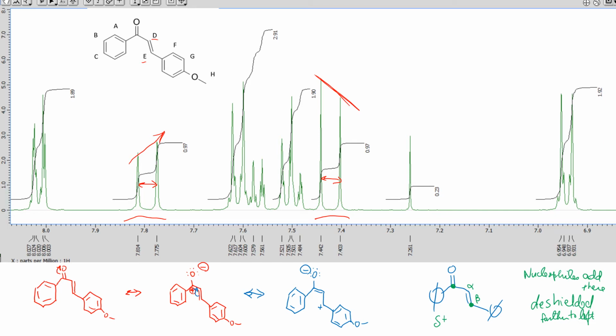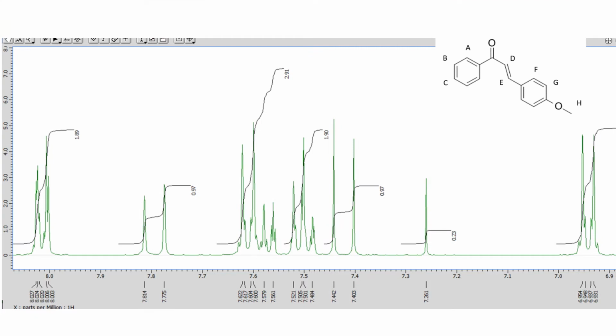So that shows us that the beta carbon to the carbonyl is more de-shielded, it's more positively charged, and it's going to be farther to the left. So that tells us that E, out of these two, E is farther to the left and D is farther to the right. Okay, so there's a question on your NMR analysis to show the three resonance structures.